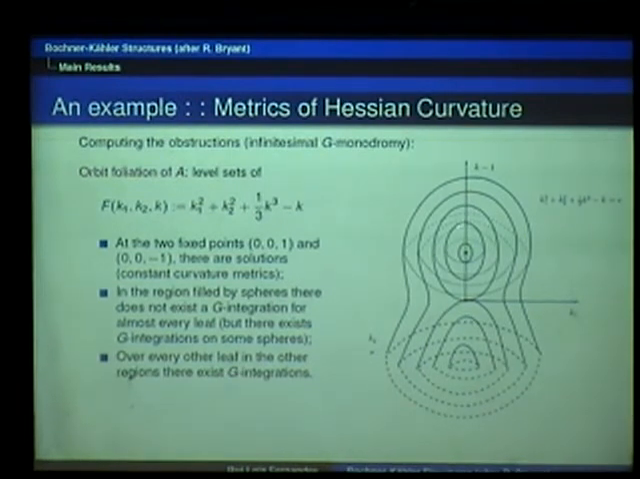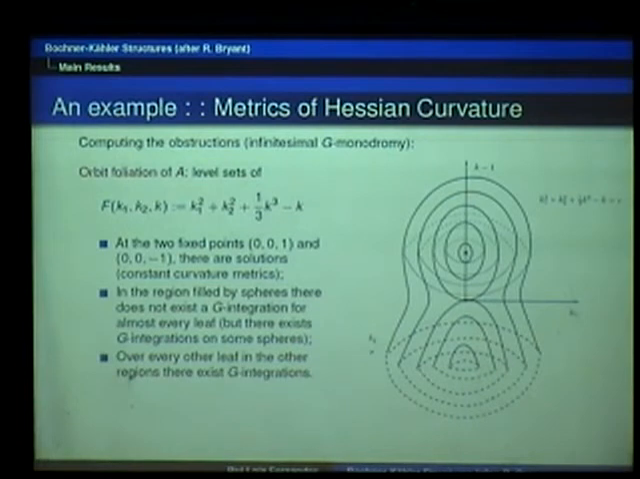For the spheres, the pi2 is not trivial, and you have to compute the obstructions. So there is a recipe to compute the obstructions, and the obstructions tell you that not every sphere is actually integrable. It will oscillate between spheres, and it's a behavior like rational, irrational. So there will be rational spheres where the thing is integrable, and irrational spheres where the thing is not integrable.